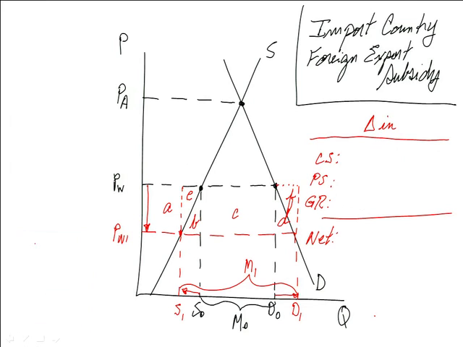So let's see, the way we've got this set up now, consumer surplus increases by A plus B plus C plus D plus E. And producer surplus is minus A minus, oh, wait a minute, E.